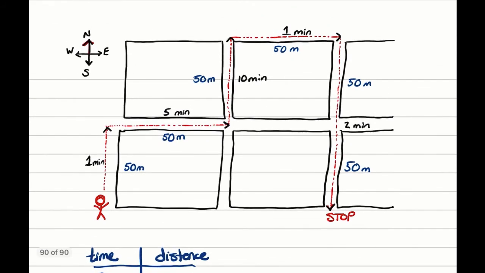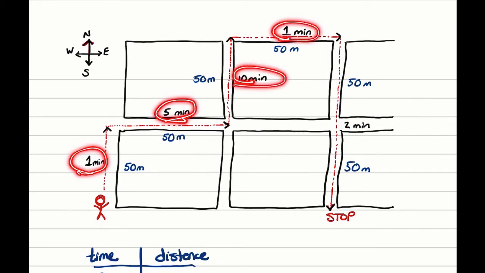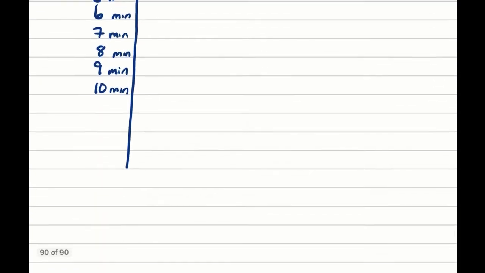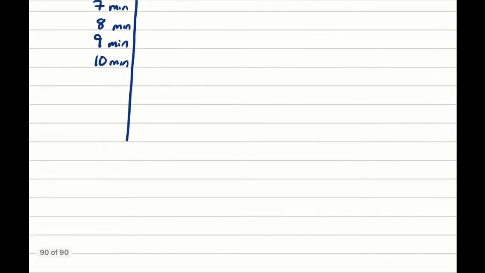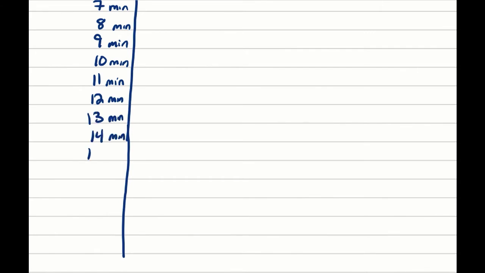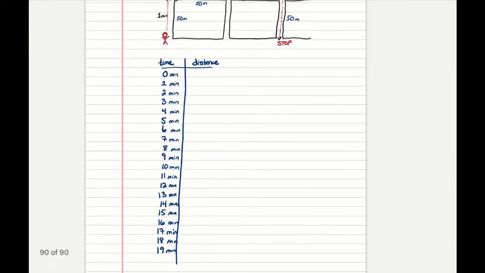And what you're going to see is that we basically have to go all the way up to the total amount of time. So 1 plus 5 is 6, plus 10 is 16, 17, 18, 19. So we're looking at roughly 20 minutes worth of data. 11 minutes, 12 minutes, 13, 14. This seems kind of silly at first. 16 minutes, 17 minutes, 18 minutes, and 19 minutes.